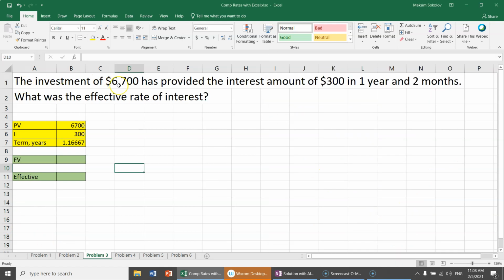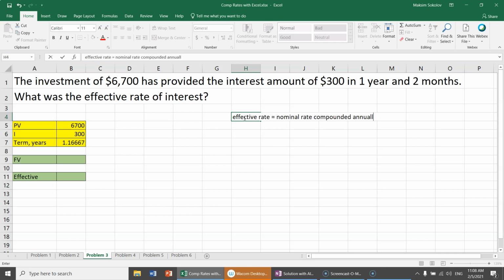The investment of 6,700 has provided the interest amount of $300 in 1 year and 2 months. What was the effective rate of interest? To solve this problem, let's remind ourselves what the effective rate is. Effective rate in our course is the nominal rate compounded annually. Basically, we need to find the rate compounded annually, which has provided the interest amount of $300 in 1 year and 2 months. In this table here, we already have information entered.